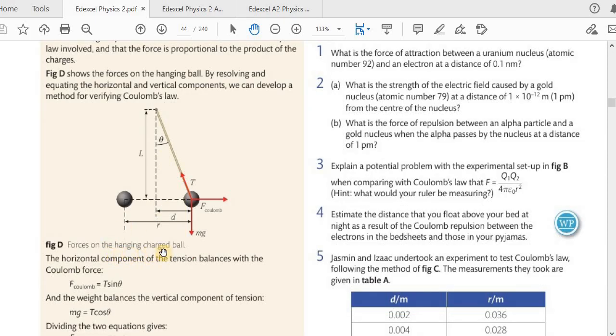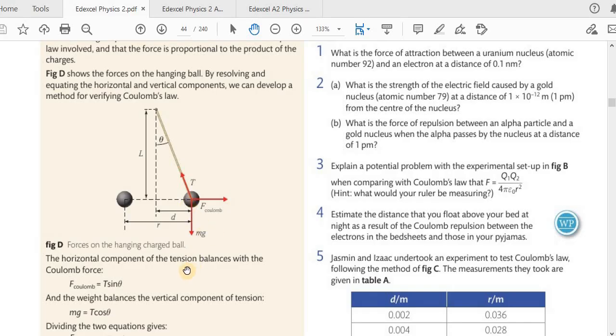Forces on the hanging charged ball. So here, this is the length of the pendulum, or rather the string that is attached from here to the center of the sphere. No, that is not the distance L, that is the vertical distance from here to here. Because if you consider the length from here to here, it's longer than L. So this L is from here to here. This is the line that is joining the center of one sphere to the center of the other sphere.